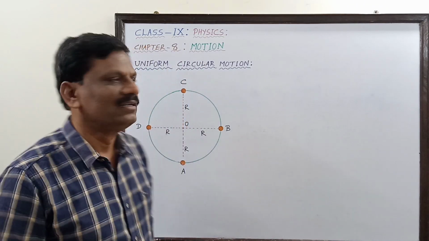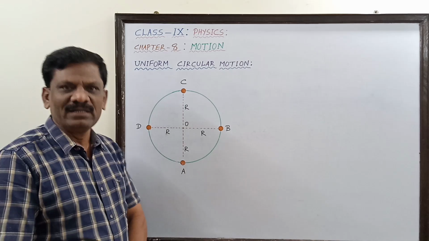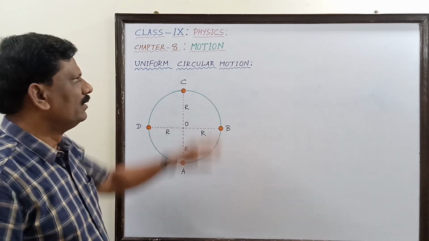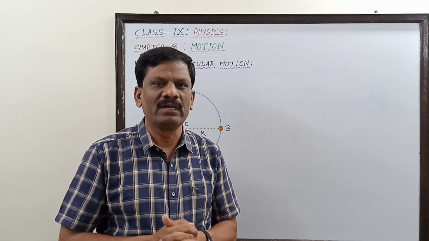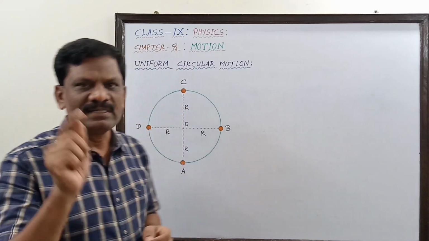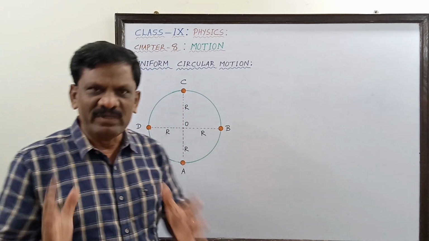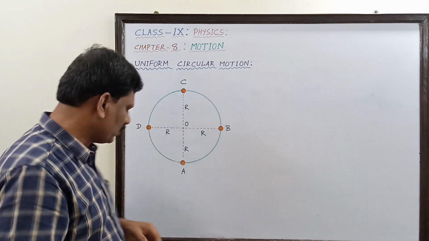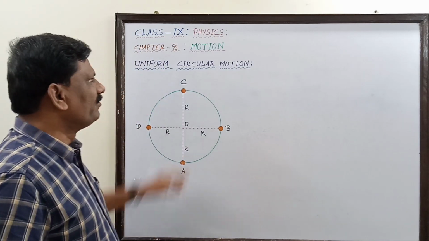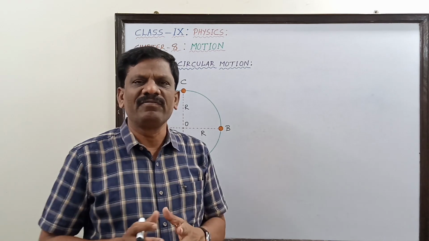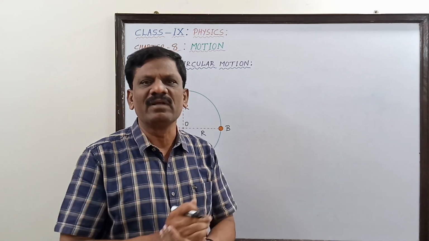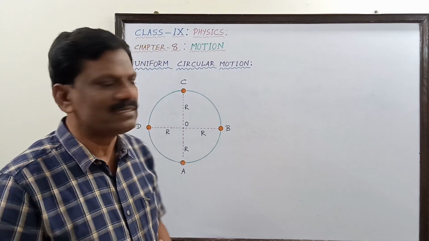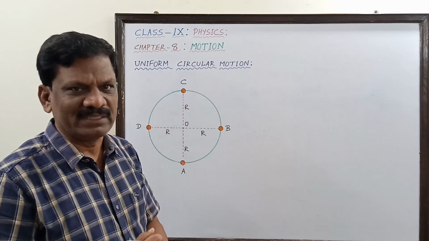Hi students, today we are going to learn the topic uniform circular motion. First of all, what is circular motion? It is a type of motion in which a body moves in a circular path. Suppose the speed of the body moving in a circular path is always the same, then only it can be called uniform circular motion.